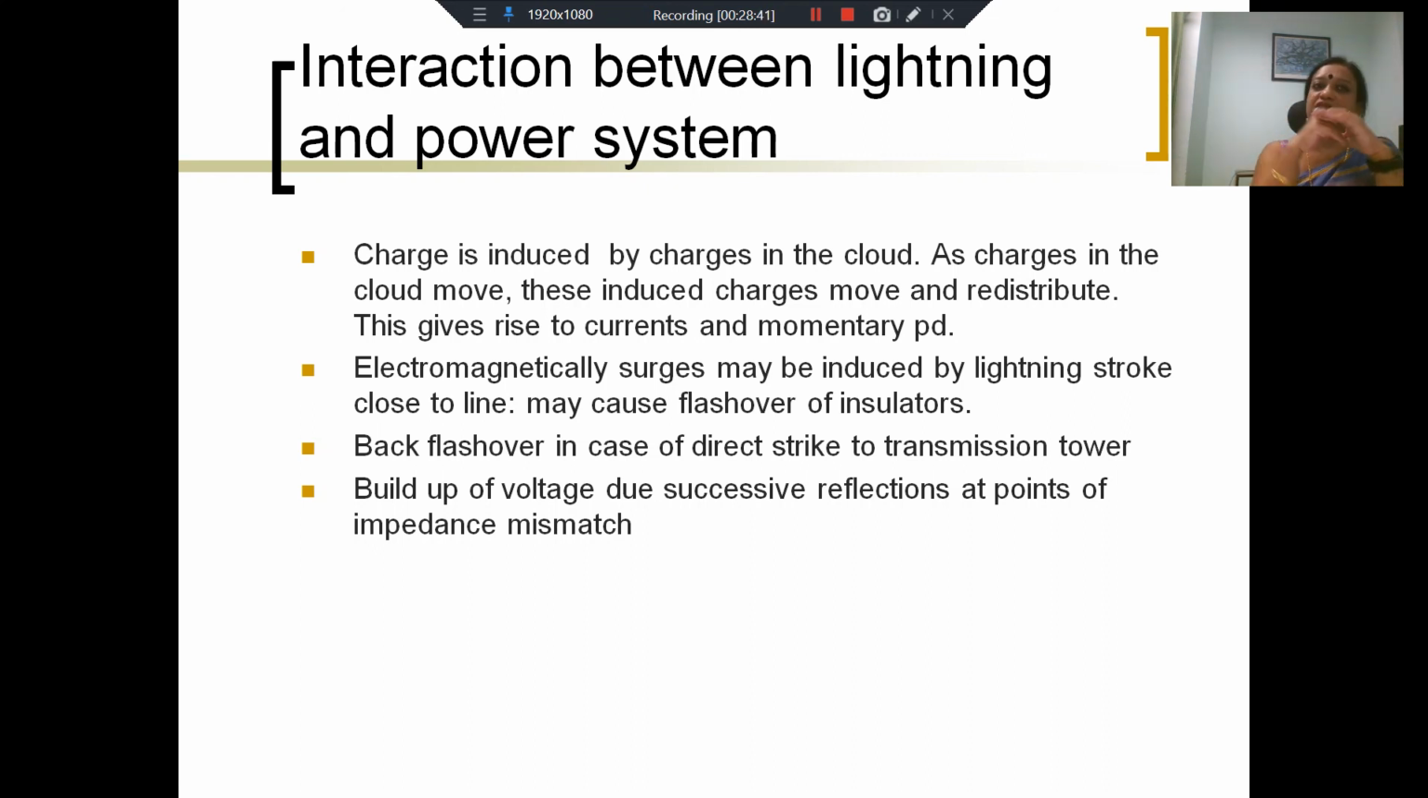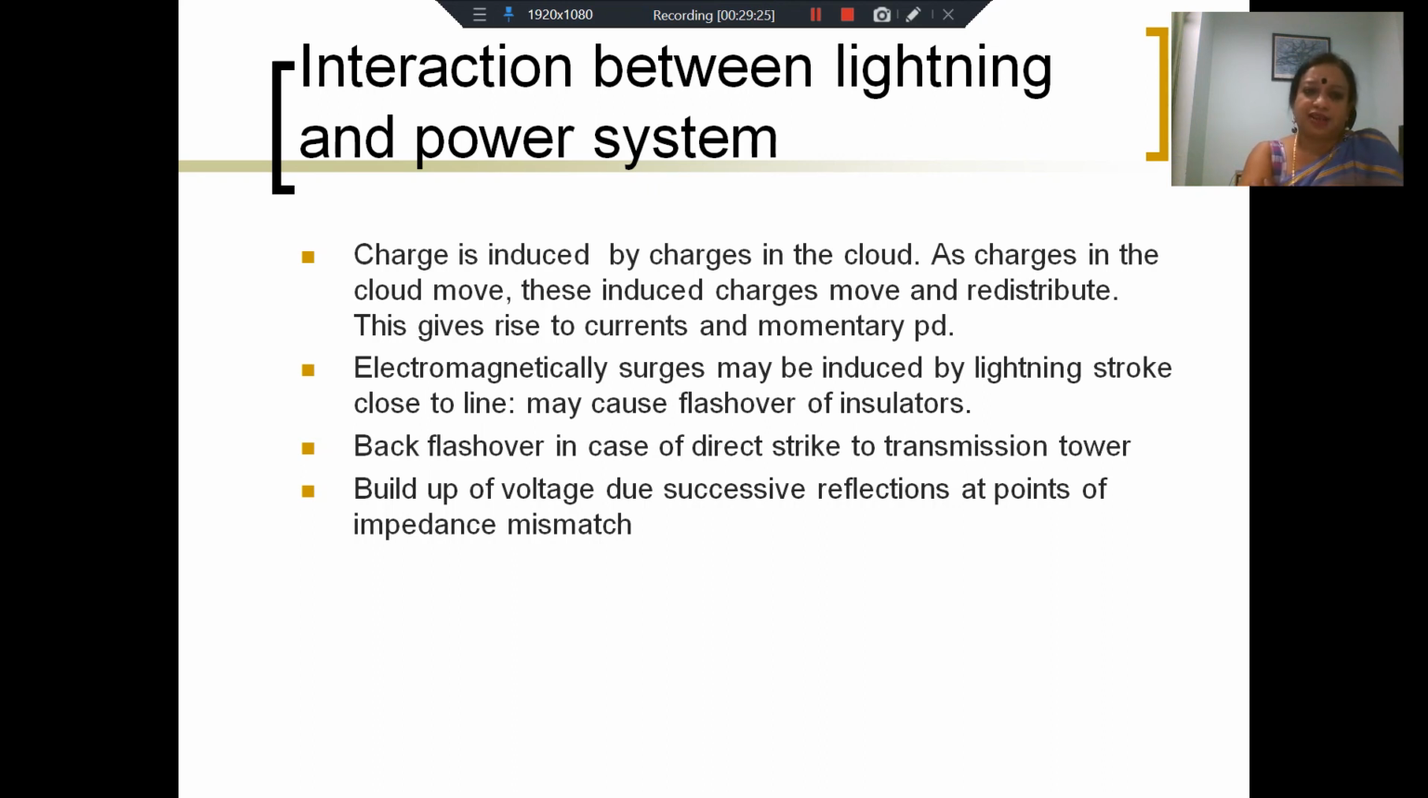Now the cloud moves very slowly. When the cloud moves, the induced charges will be just below the cloud, so the position of the induced charges will move. And when the position of the induced charges moves, that means there is a redistribution of charges on the transmission lines along the conductor. And whenever you have movement of charges, you have current. So this will give rise to currents. You don't really have a catastrophic failure, but simply because of the movement of the clouds, you may have stray currents arising in the transmission network. And if you have a lot of induced charge on the transmission line, this can even give rise to momentary partial discharges.